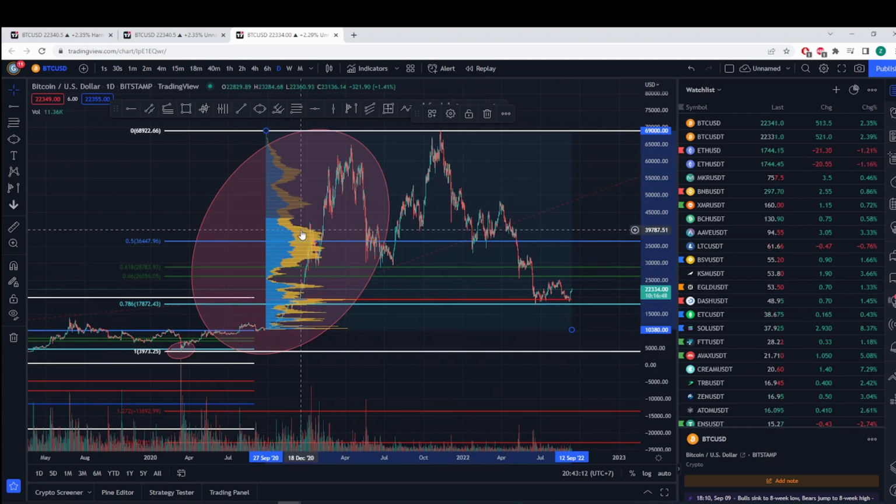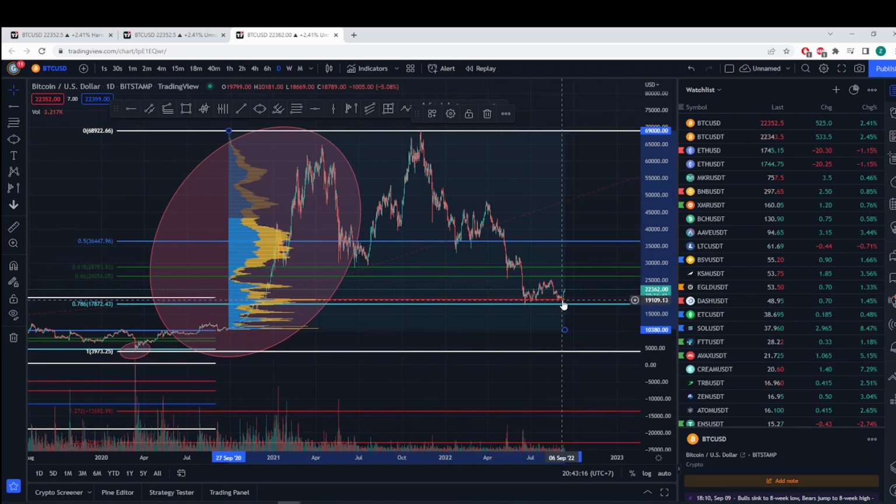where all of the markets were inflated at the same time. And what we can see is we get a nice little point of control. So there is a substantial amount of buying that has occurred at this level.